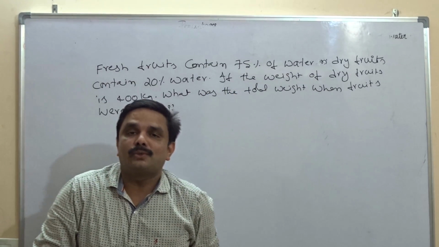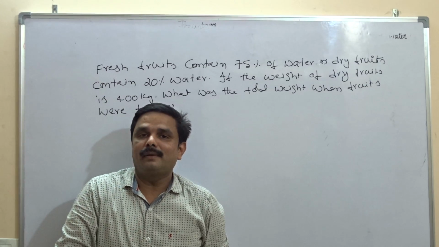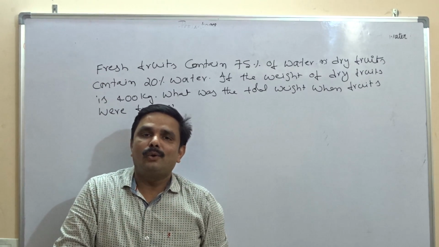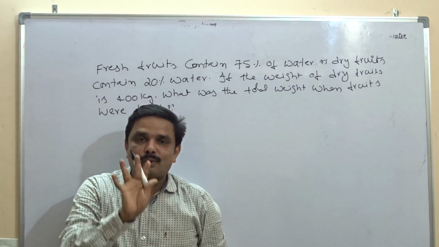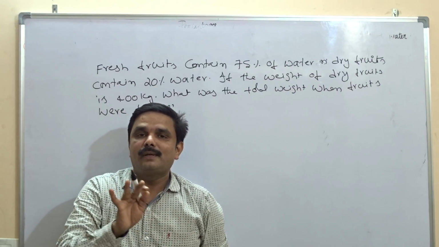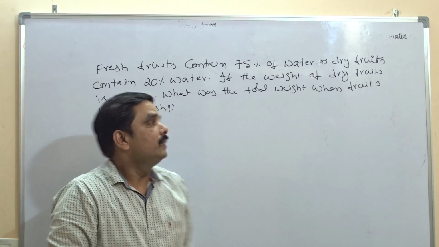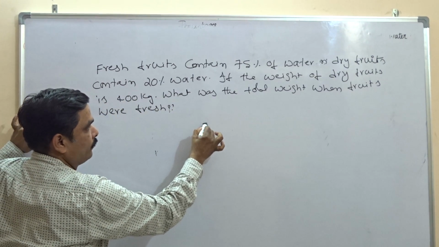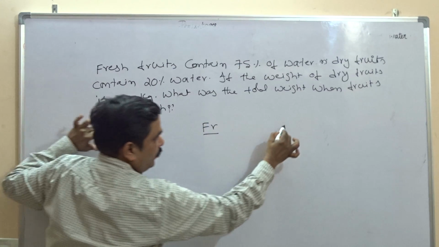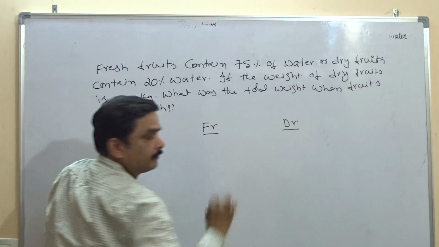This question can be solved with the unitary method in a very simple way. Don't go for any algebra. Simply with the unitary method, we can solve the question in 2 steps after understanding this. Now, they have given it in 2 parts. One is when the fruit was fresh, and the other is when the fruit got dried.